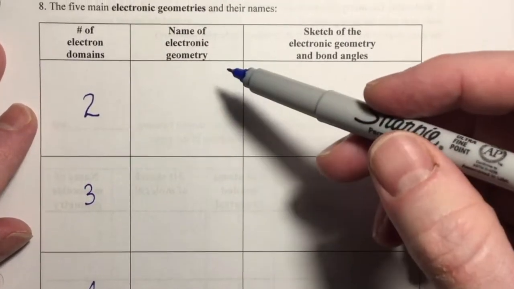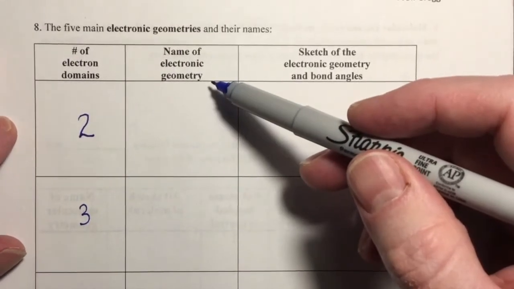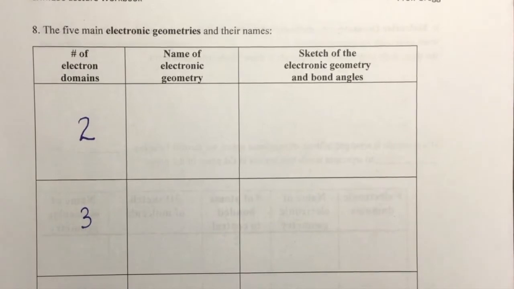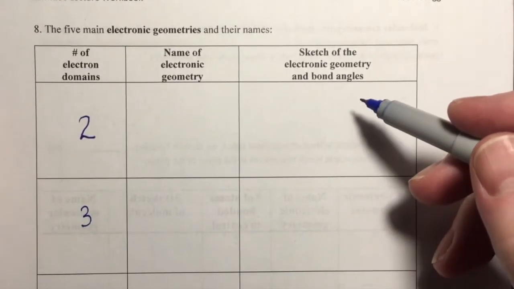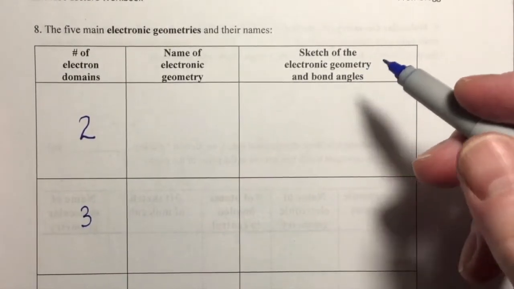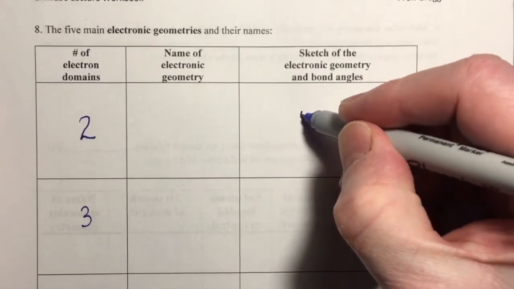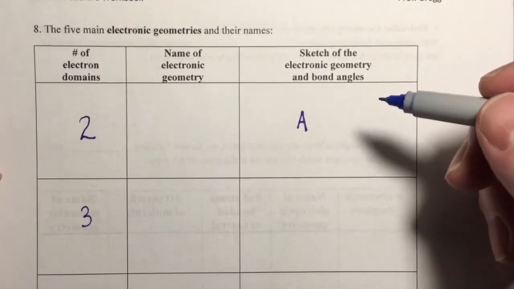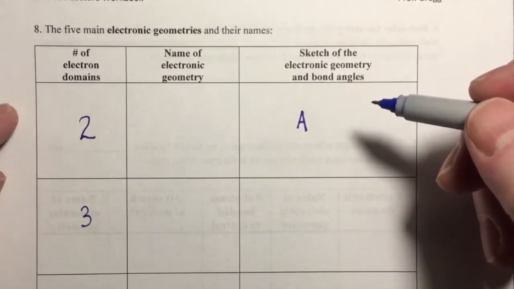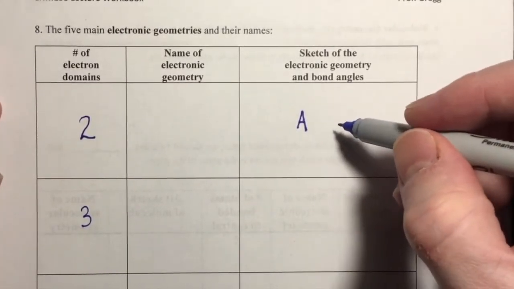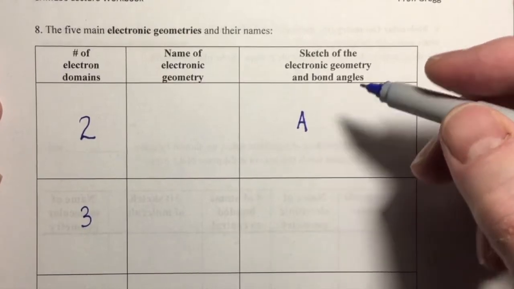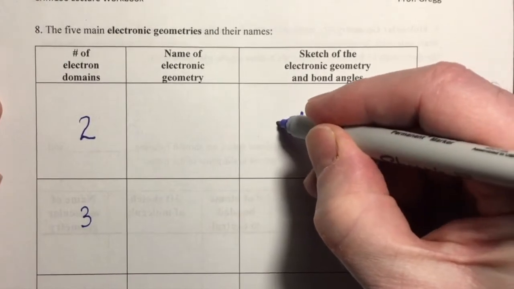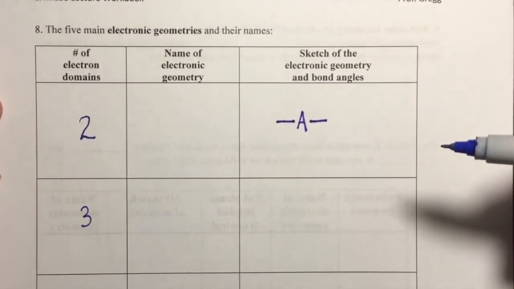The second column is for the name of the electronic geometry. And so I will fill that in last. We're going to sketch the electronic geometry first. Now to sketch the electronic geometry, I am going to use the letter A to represent the central atom. There's my central atom right there. And if I have 2 electron domains, they're going to try to get as far apart from each other as possible. And that means they're going to arrange themselves on opposite sides of the central atom to get as far apart as they can.